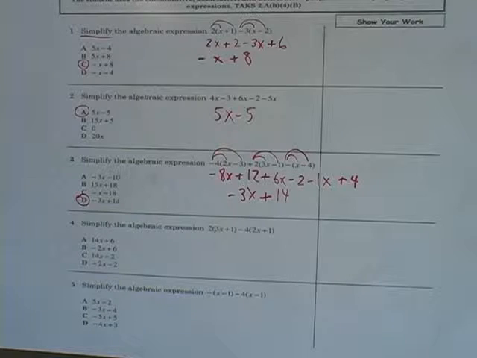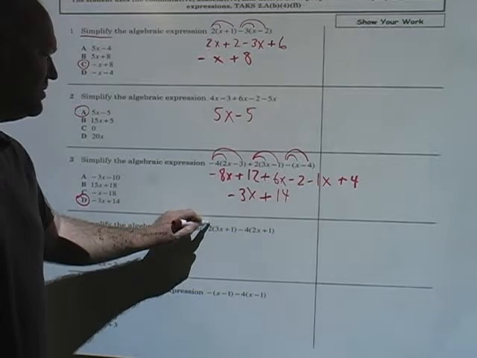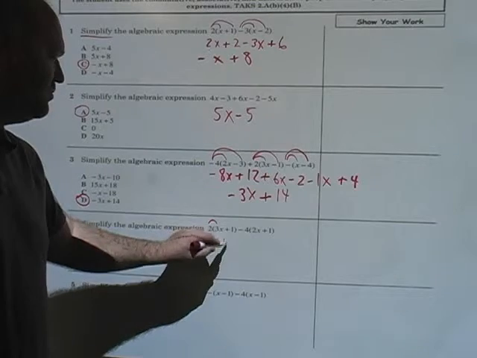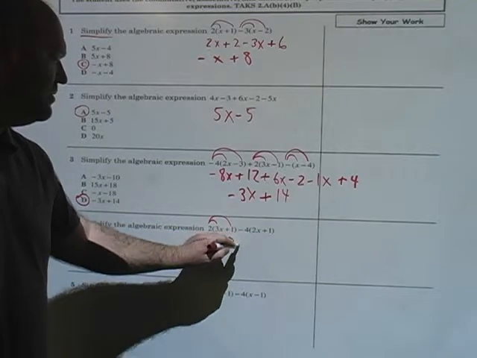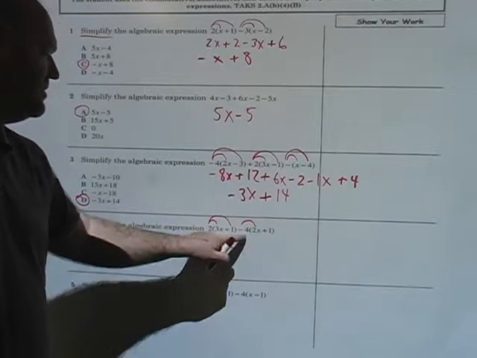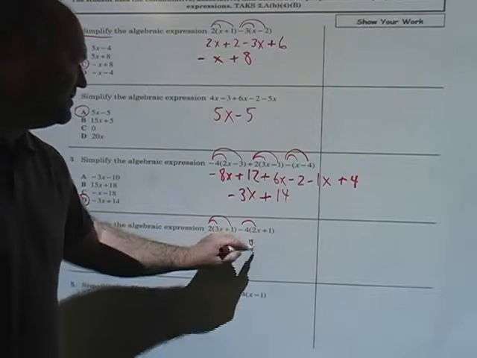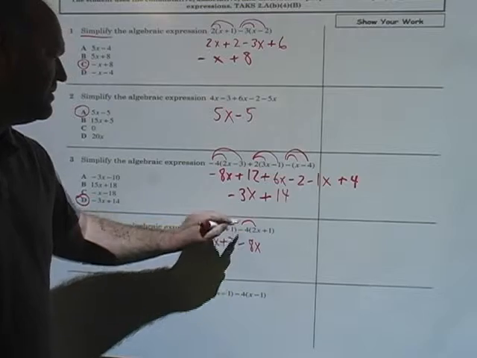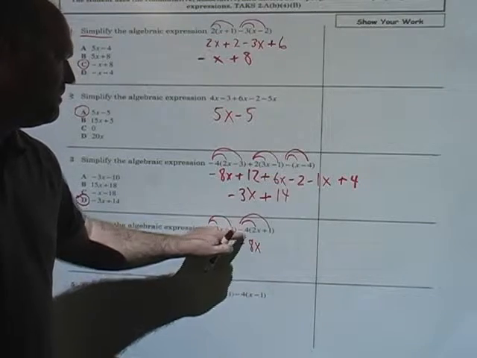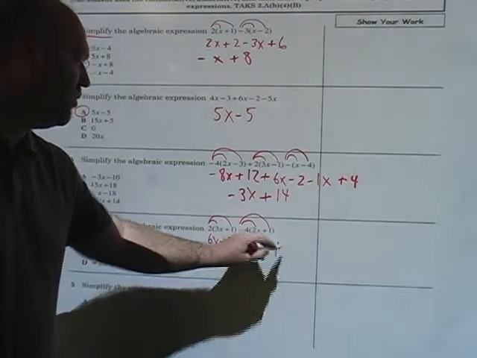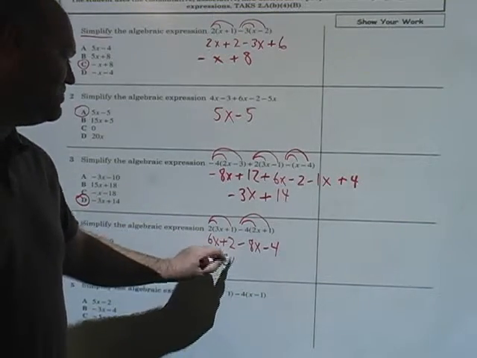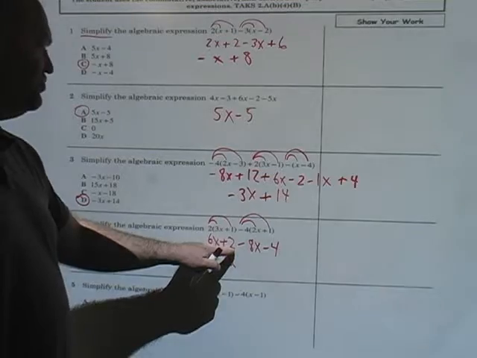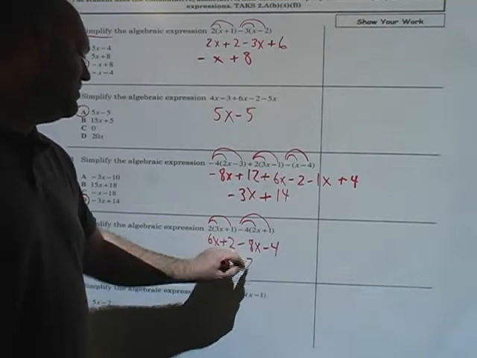Number 4, same type of problem. 6x plus 2 minus 8x minus 4. 6x minus 8x is negative 2x. 2 minus 4 is minus 2.